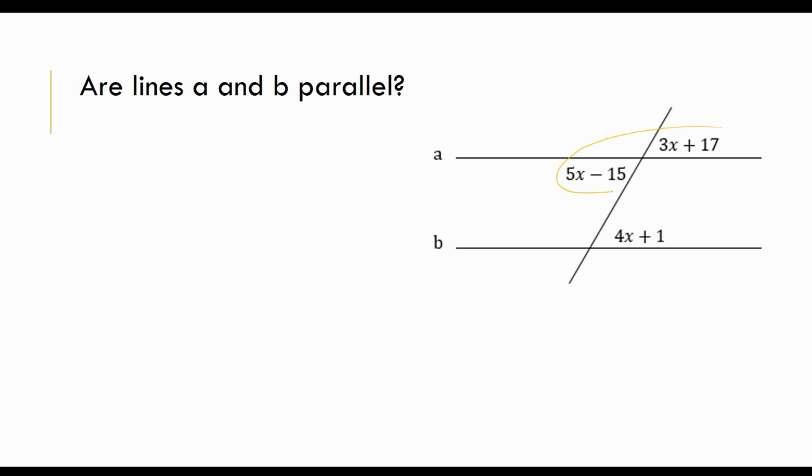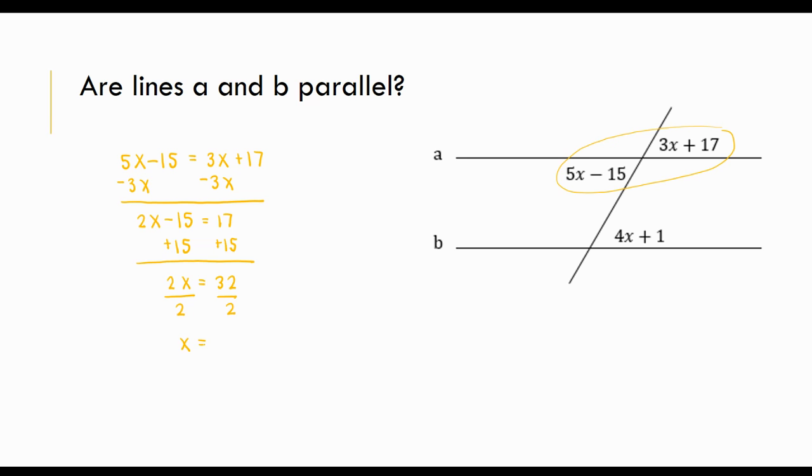So the only thing that we can absolutely assume from this picture are these two angles right here. Notice that they are vertical, and vertical angles are congruent. So that's how I'm going to then set up an equation to solve for x. So solving for x, I'm going to subtract 3x from both sides. I will then add 15. That gives me 2x equal to 32. And then dividing by 2, I'll get x to be 16.